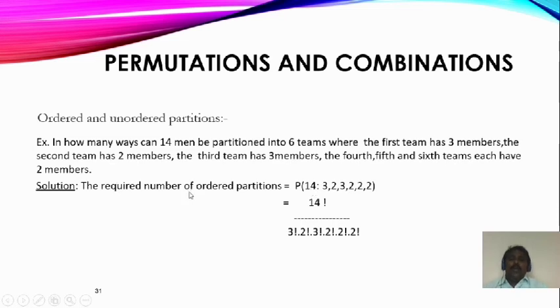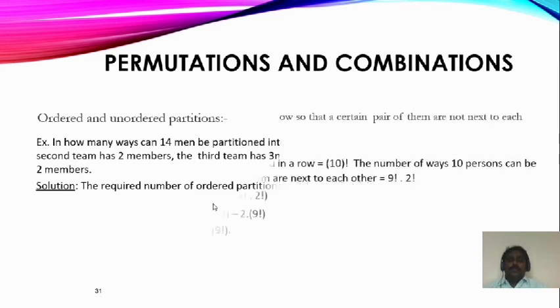So the required number of ordered partitions of 14 men, with 3, 2, 3, 2, 2 and 2 members, is 14 factorial divided by 3 factorial into 2 factorial into 3 factorial into 2 factorial into 2 factorial into 2 factorial. So this is the formula for ordered and unordered partitions. Unordered partitions can simply be done like this with the help of a simple solution.